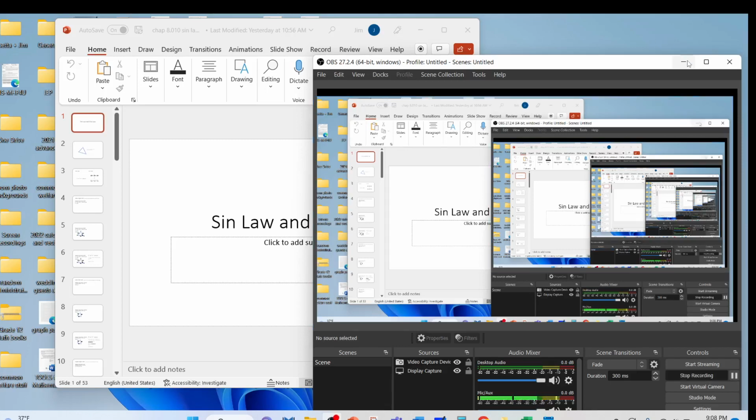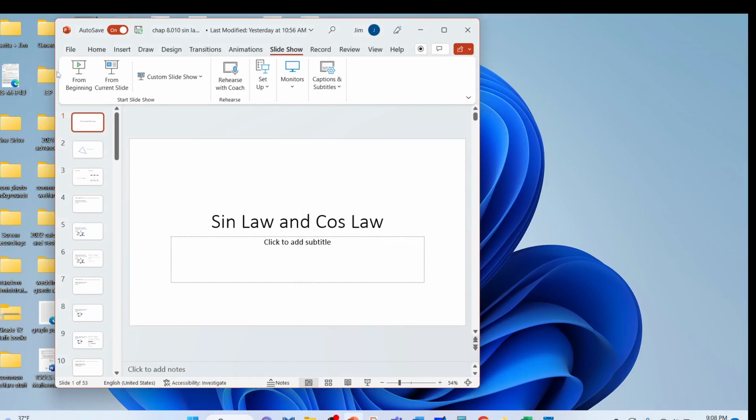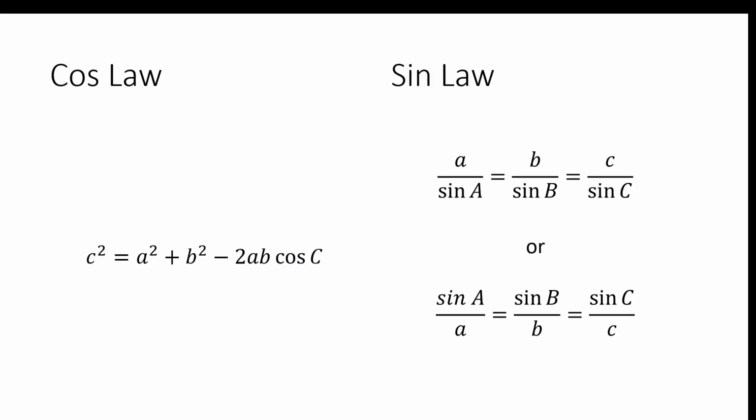In this video, we're going to talk about the sine law and the cosine law. When using the sine law and the cosine law in triangles, we need to remember that angles are denoted by capital letters and side lengths are denoted by small letters.